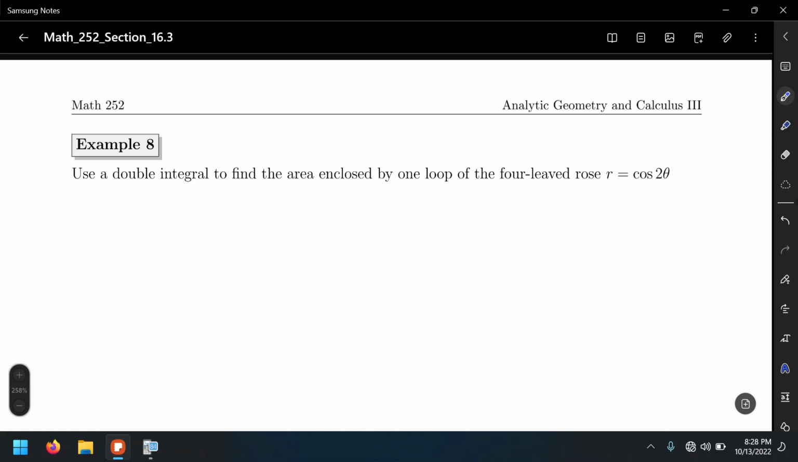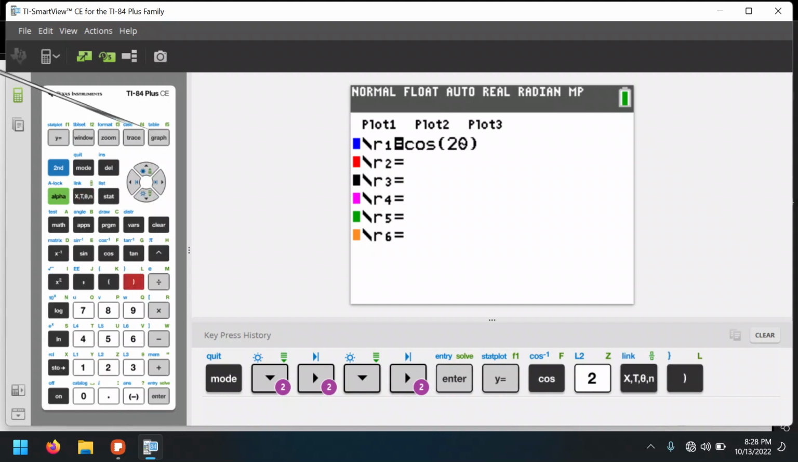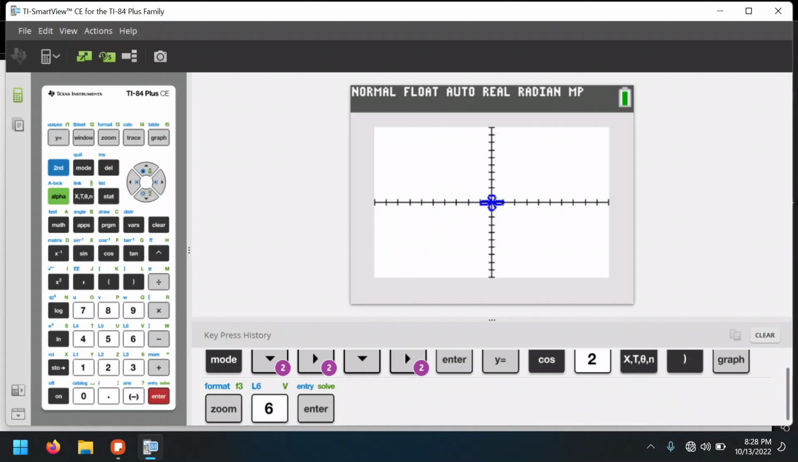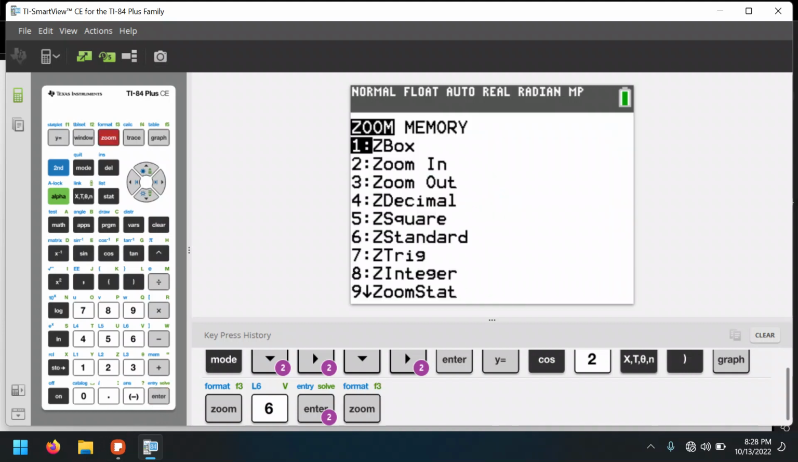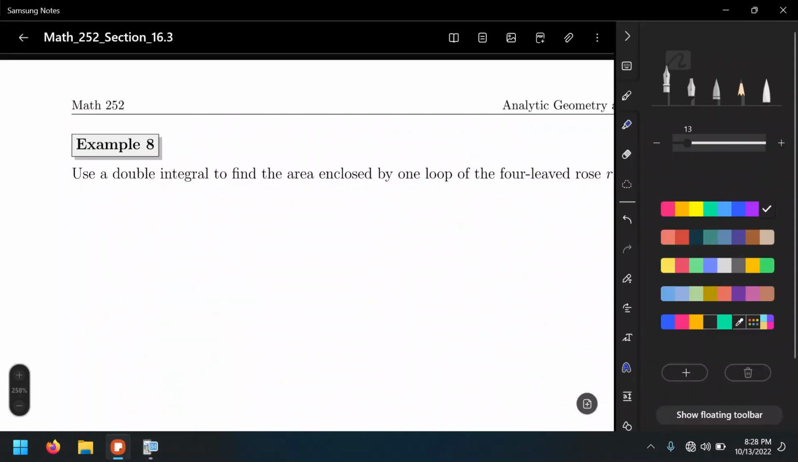Yes. All right. So number 1. Okay, let me go and plot r equals cosine 2 theta. I need more zoom. Zoom fit, actually. All right, so that's our four-leaved rose, right? And they're asking us to find the area of only one loop. Only one petal rather. Okay, so let me draw the graph over here.